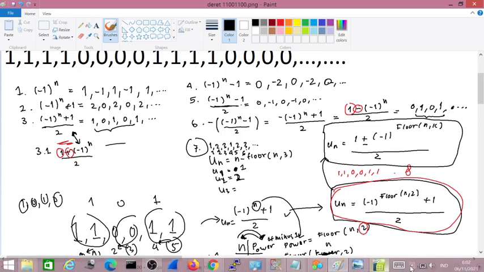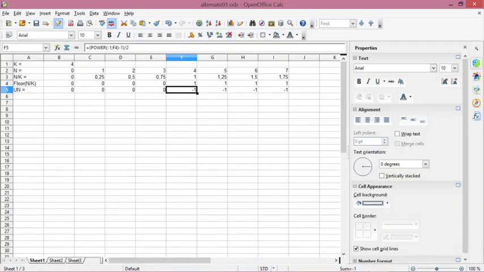And go back to calc. We need to make a few modifications. So let's try this one, and we add this one as 1 plus, and we erase this, and we include 1 plus first. And paste this to the left.